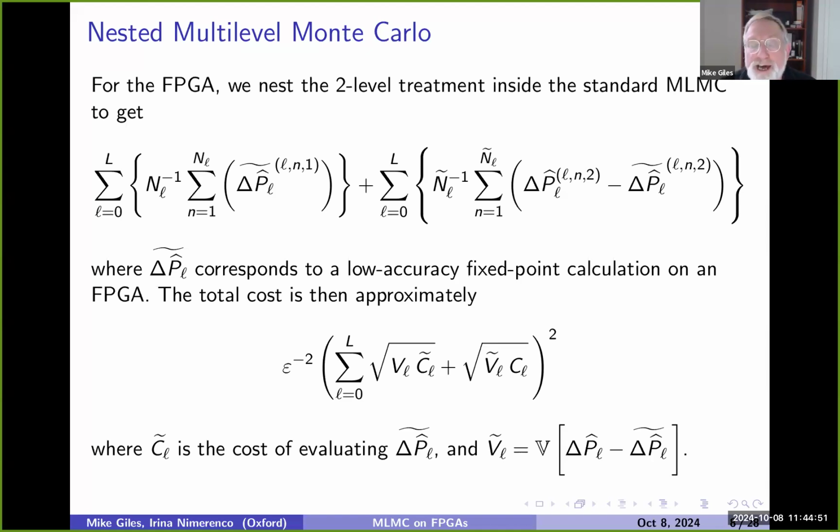And then on the right-hand side, we have the correction between delta PL being computed on the CPU and delta PL approximate being computed on the FPGA. And those will both be using the same uniform random number as input to the calculations. And that uniform random number is then used to generate a normal random number. So I'm about to say a bit more about that point in a few slides' time.